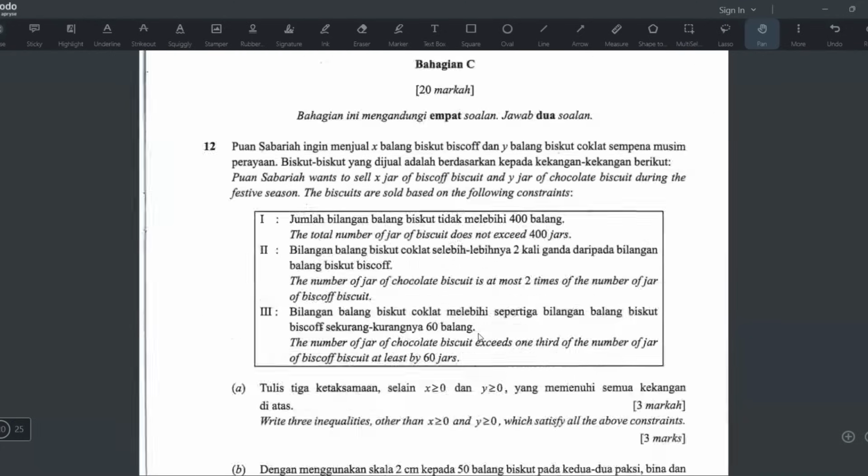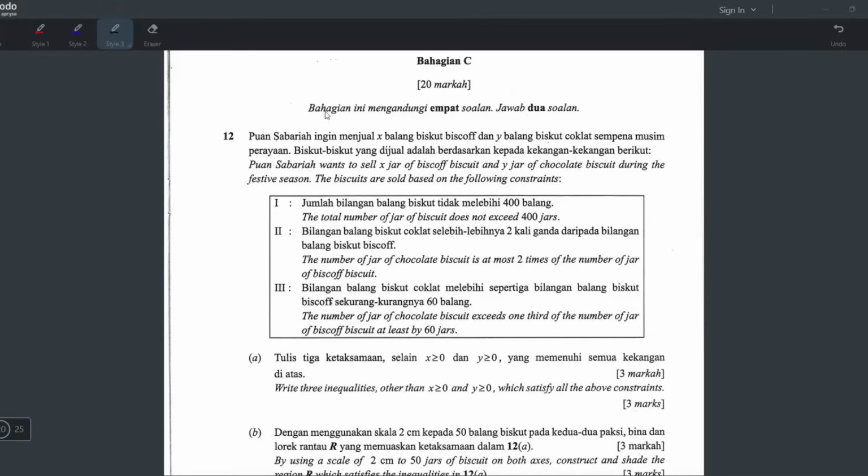Let's move on. Okay, let's do bahagian C. Bahagian ini mengandungi 4 soalan, jawab 2 soalan. Okay, in this video I will jawab 3 soalan. Yeah, and I will skip the kinematics question. Okay, number 12. This one is obviously the linear programming from form 5 chapter 7. So let's read the question.